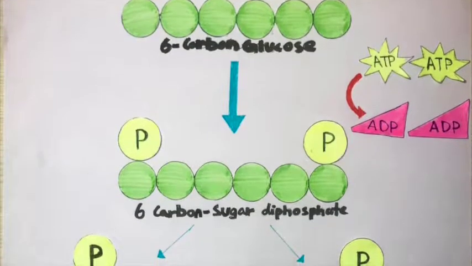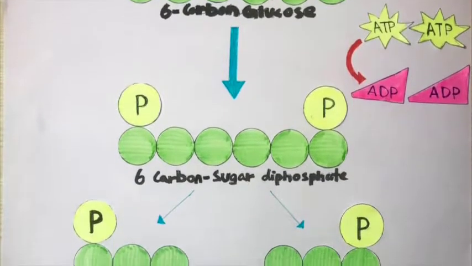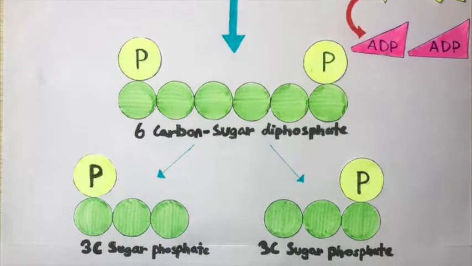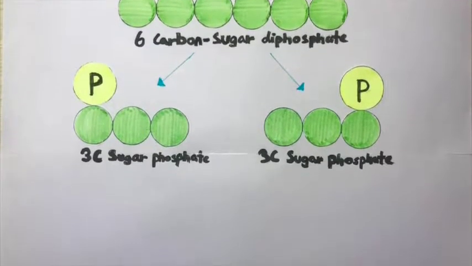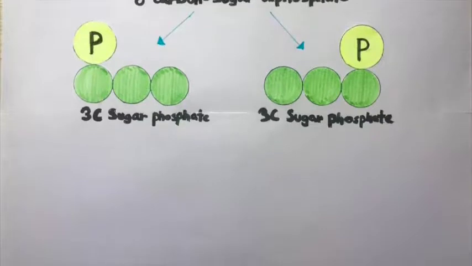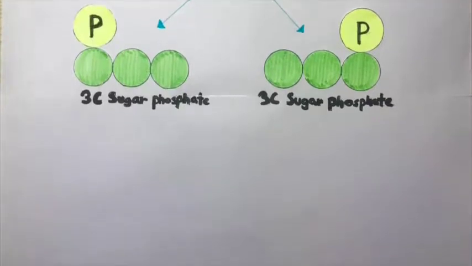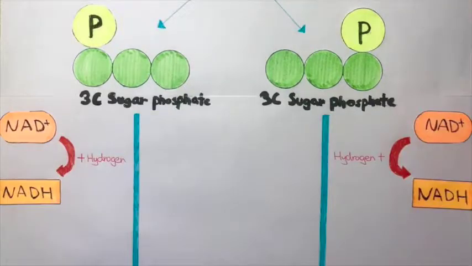The next step is called lysis. The 6 carbon sugar biphosphate will split into 2 triose phosphate. After it splits into 2 triose phosphate, hydrogen atoms are removed from each of the 3 carbon sugar phosphate and transferred to the coenzyme NAD to form NADH.